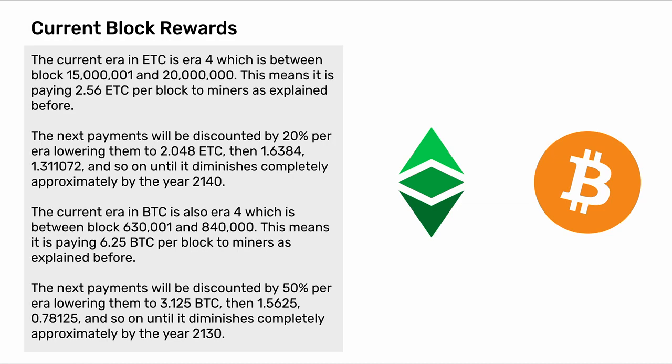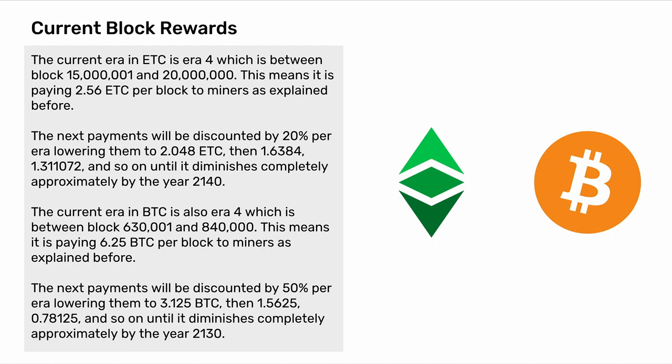Current block rewards. The current era in ETC is era 4, which is between block 15,000,001 and 20 million. This means it is paying 2.56 ETC per block to miners, as explained before. The next payment will be discounted by 20% per era, lowering them to 2.048 ETC, then 1.6384, 1.311072, and so on until it diminishes completely approximately by the year 2140.